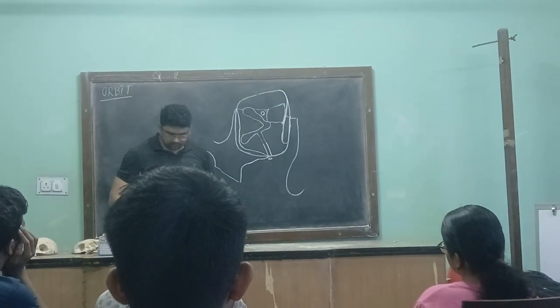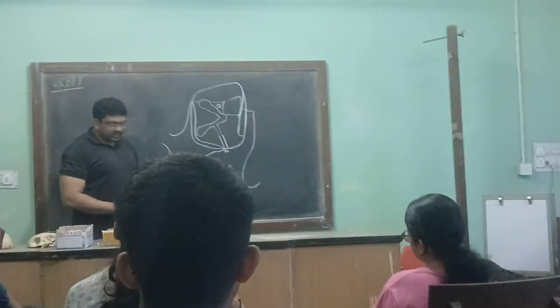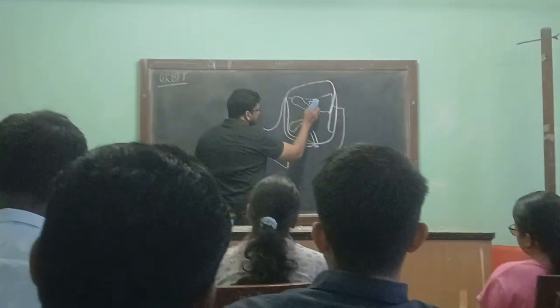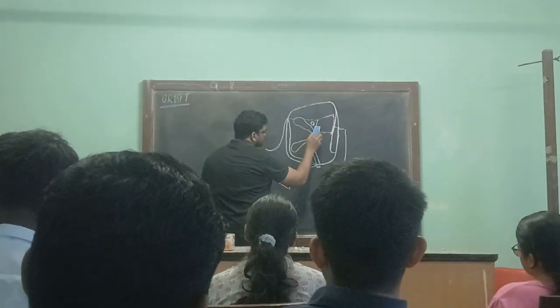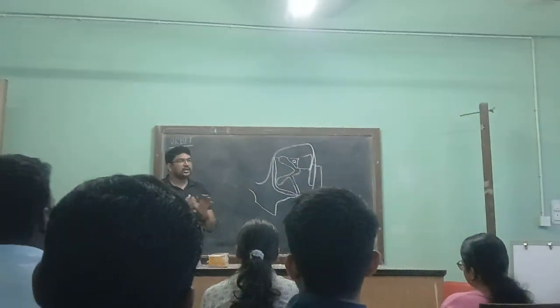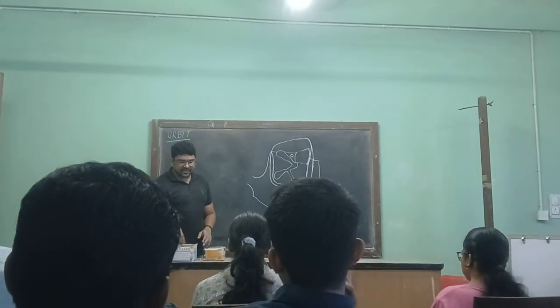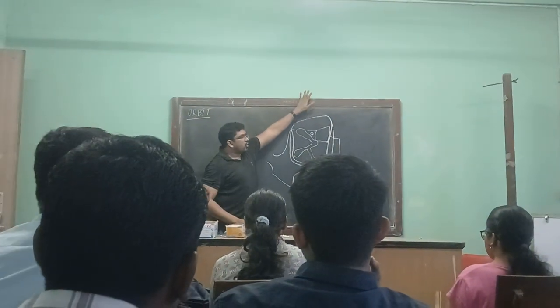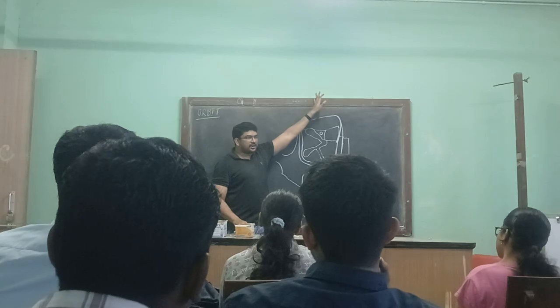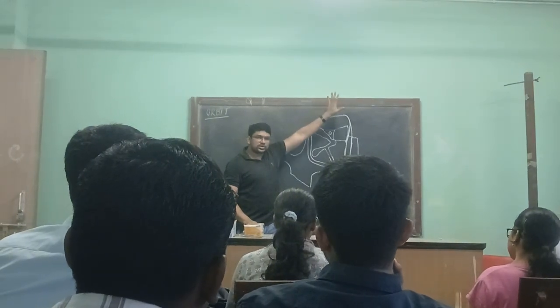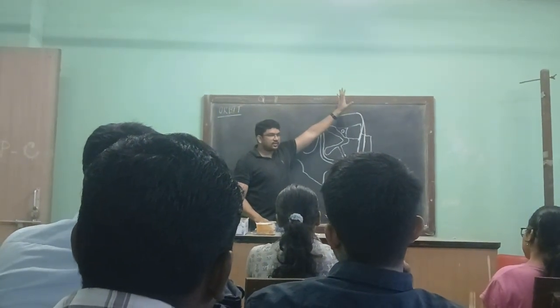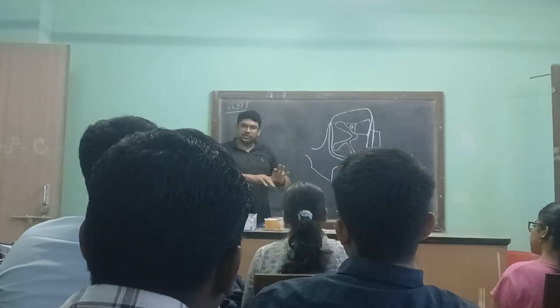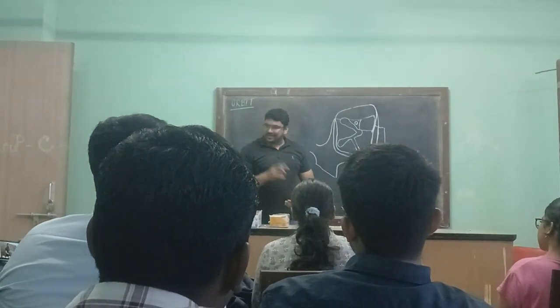Because this is a bony structure over here, do you think there will be any fibrous structure lining the bony orbit? For example, the frontal bone will be lined by a fibrous structure. What is the structure termed as? Any bone is lined by a fibrous structure. What is this? Periosteum.